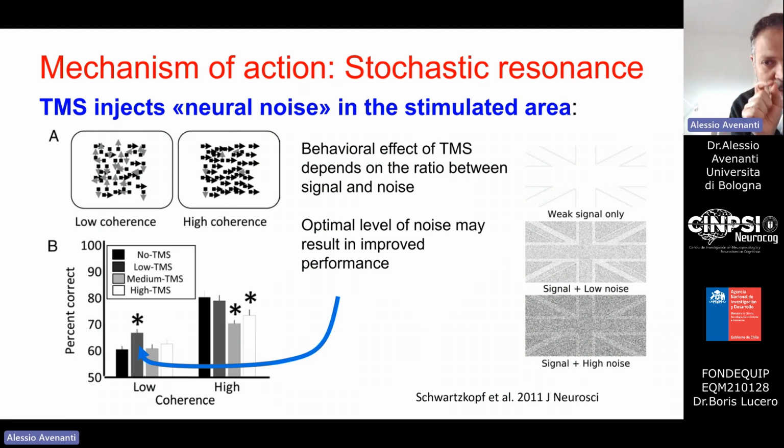So introducing just a little amount of noise made participants better in making this discrimination when they were processing low coherence stimuli. So this really means that the optimal level of noise that can be introduced with TMS in the specific region that is playing a role in a specific task can in principle improve performance. And this study by Schwarzkopf was quite a nice demonstration of this principle.